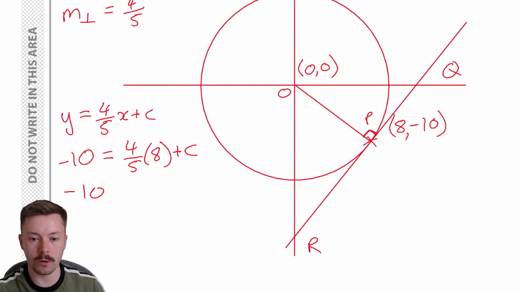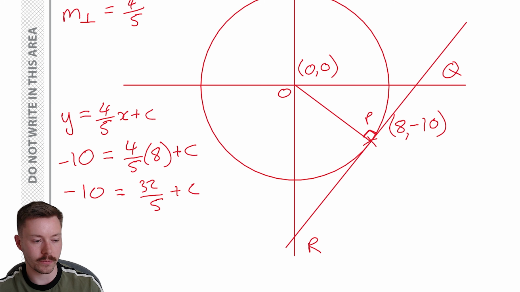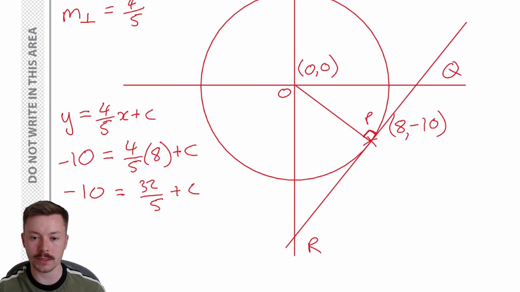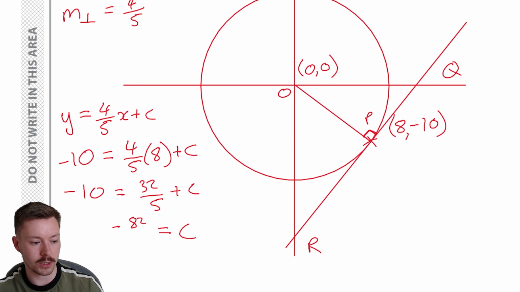Minus 10 is equal to 32 over 5 plus c. I'm going to take away from both sides here my 32 over 5. So I've got minus 10 minus 32 over 5, which gives me minus 82 over 5. So c is minus 82 over 5.